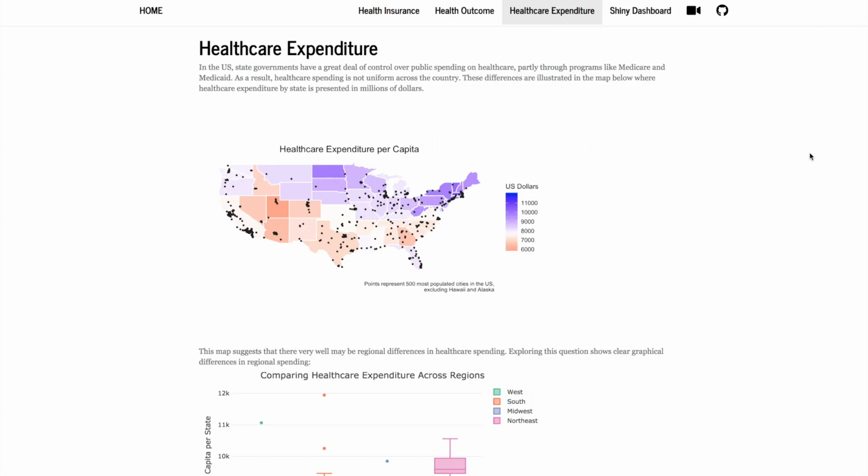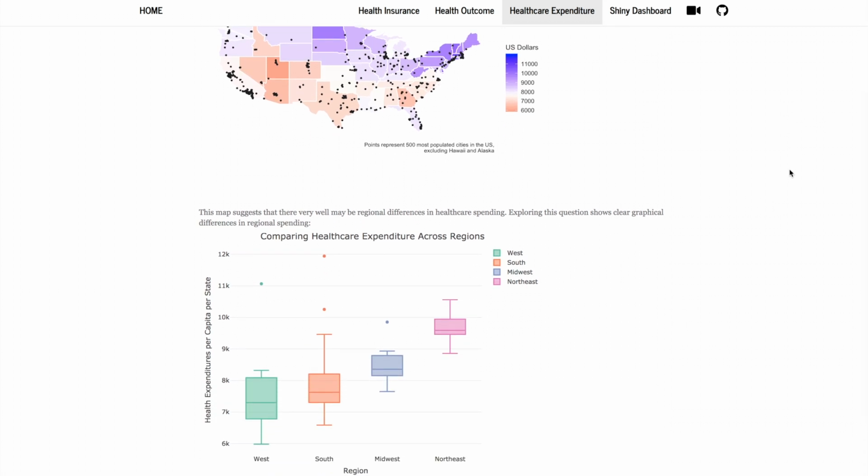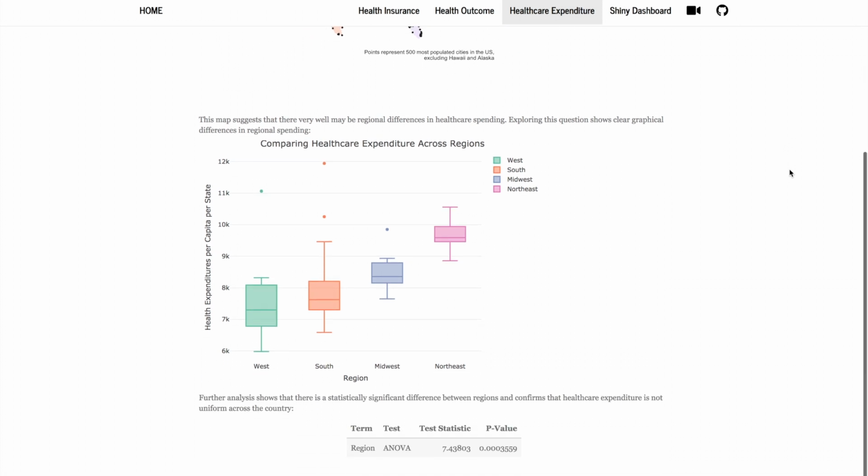Next, we looked at health expenditure per capita across regions in the United States. We found that on average, the western states spend the least and the northeast spends the most. These differences were also found to be statistically significant.